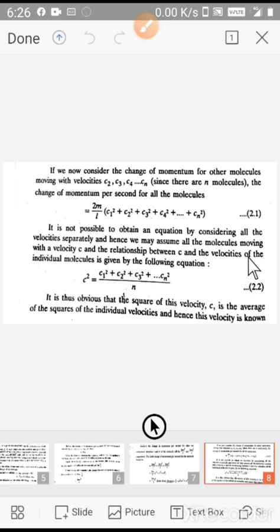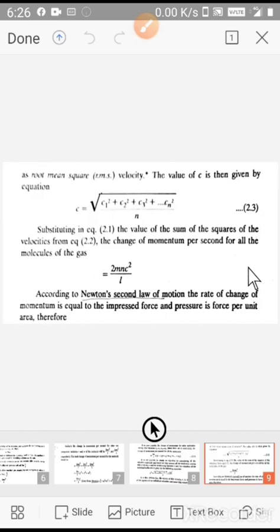Now c square is equal to c1 square plus c2 square and so on, the sum of the squares of all the velocities, divided by the total number of particles. Root mean square velocity is given by this equation. Substituting this value of the sum of the squares of the velocities from equation 2.2 in the first equation, the change of momentum per second for all the molecules of the gas is given by this equation.